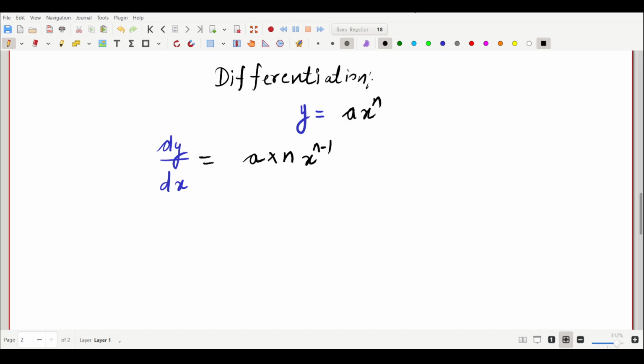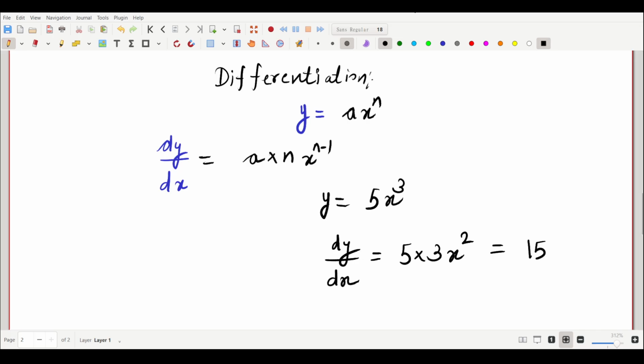I'll just show you one example for that. If y equals 5x cube, for example, so dy over dx of that particular value will become what? 3 will come down, 5 as it is, and the power of x is reduced by 1. 3 will become 2. And the dy over dx is now 15x square.